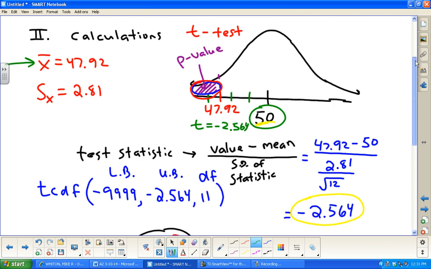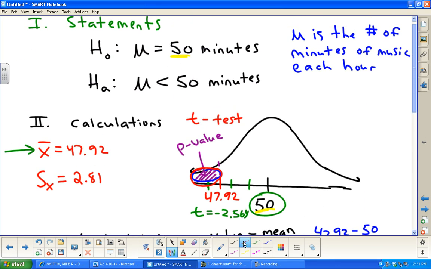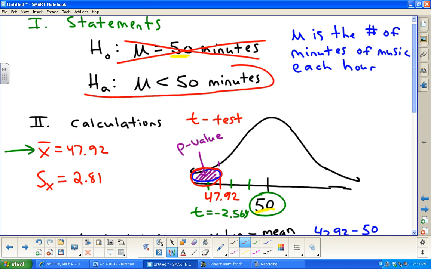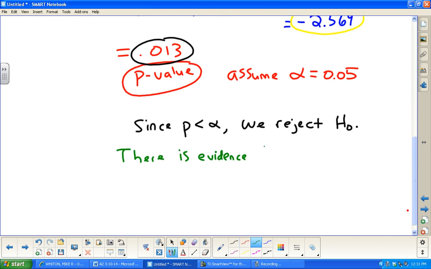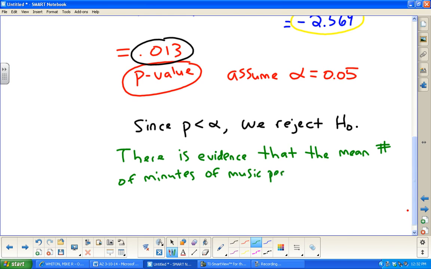Okay, again, go back to our claims. We rejected this guy. Boom. We said, nope, I don't believe it. I rejected H0. So there is evidence for this guy. There is evidence that the mean is less than 50. So there is evidence that the mean number of minutes of music per hour is less than 50. Okay, so based on this data with this significance level.